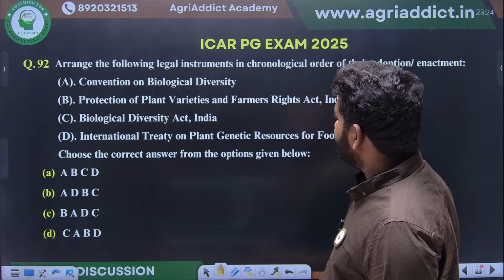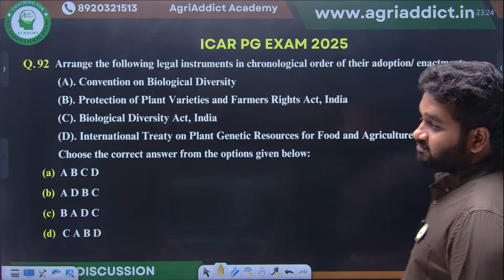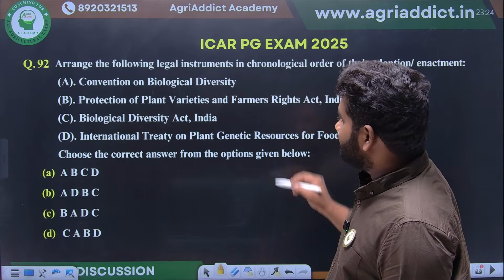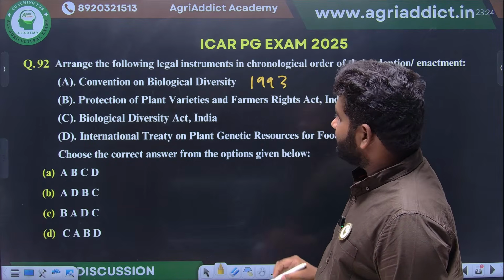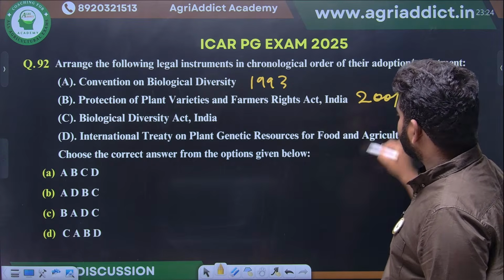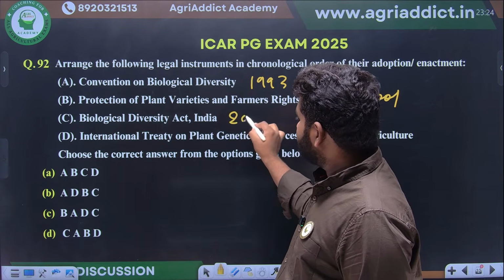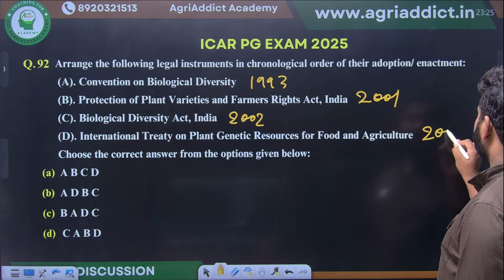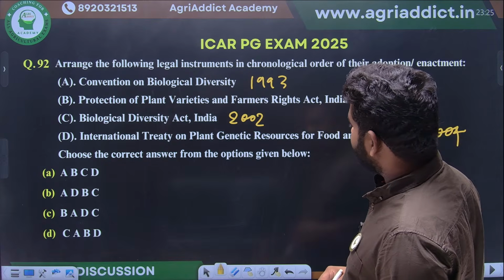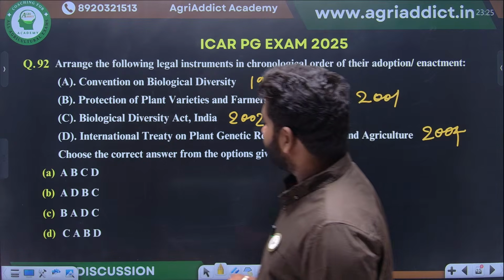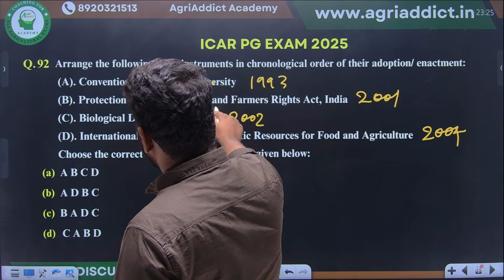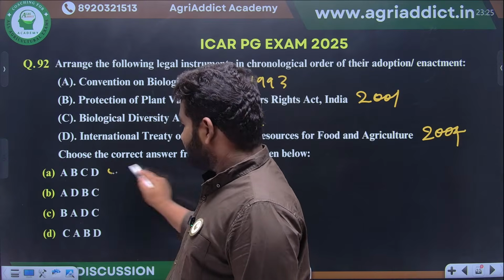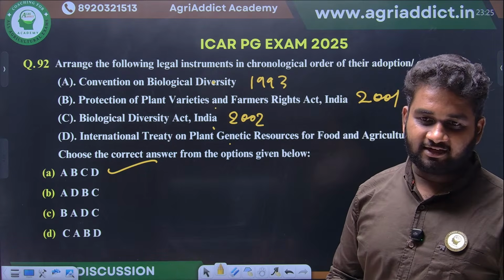Arrange the following legal instruments in chronological order. Oh, look, this has come in the recent one also, this will definitely come. Okay, your CBD 1993, PPFRA 2001, Biological Diversity Act 2002, International Treaty on Plant Genetic Resources, that is your 2004. Okay, you can see here now A, B, C, D. The sequence is correct for all. Yes, good. A, B, C, D. Okay, clear.